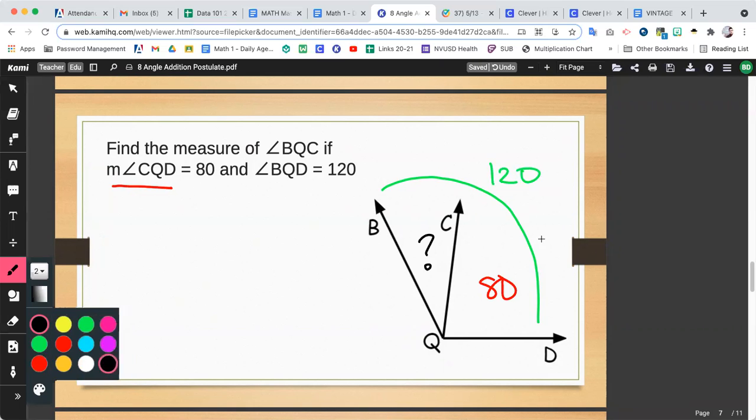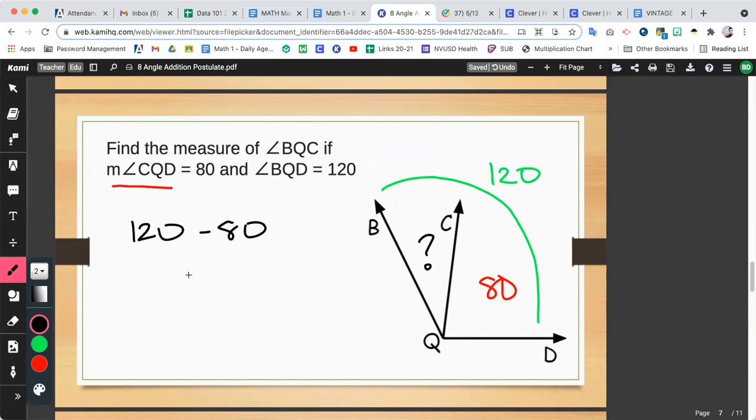Okay. So if I know that part of it is 80 and the whole thing is 120, how can I figure out the missing piece? I subtract. So I want to do the 120 that I know for sure. I'm going to take away that piece that's 80, and whatever is left over has to be the smaller piece. So 120 minus 80, very good, 40. So this little angle right here, BQC, is 40.